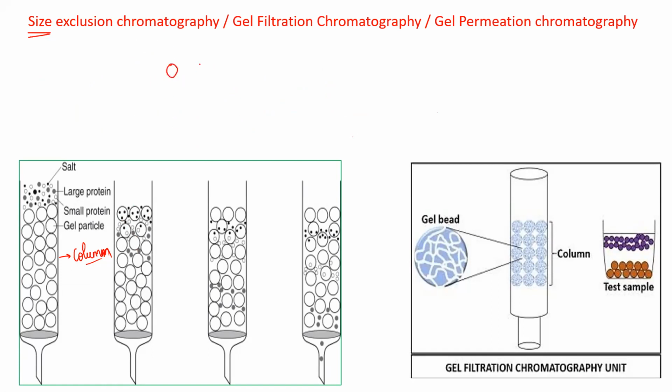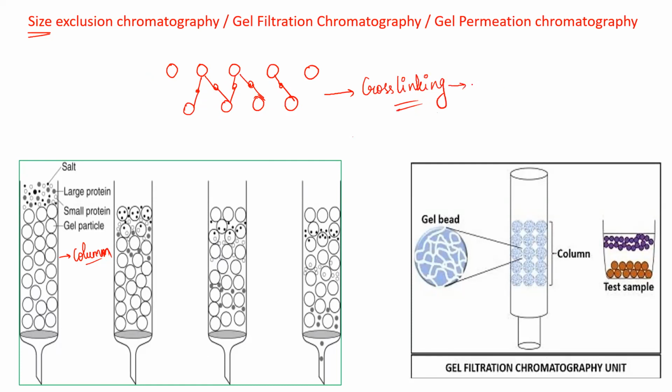Okay, so suppose these are the particles. I'm talking about within the bead. Now what is going to happen is these are going to bind to each other. There's going to be a linking between these particles. So this is known as cross-linking. They're going to cross-link with each other. And when they cross-link with each other, they are connected to each other. So it means that there is going to be a network system.